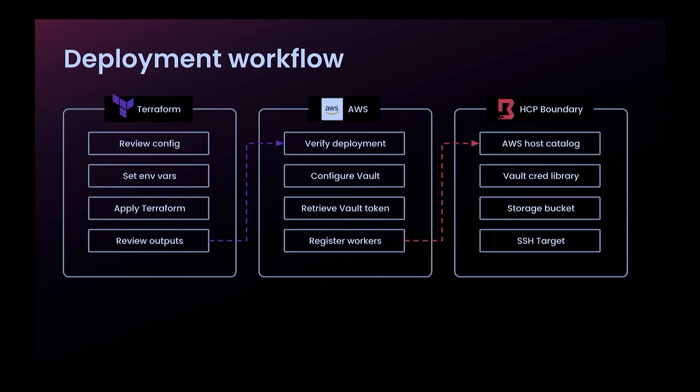Next, on the AWS side of things, we're going to need to configure Vault and set up the credentials needed to access those targets. So with the AWS section, this is essentially going to be us logging into those Vault systems. We're going to configure Vault, and then we're going to grab a token from Vault that will allow Boundary to log into Vault and request credentials for targets.